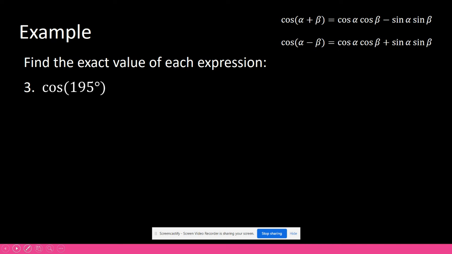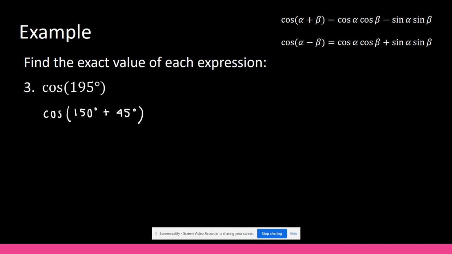So think about it. If I was to use the addition problem, so the sum, two numbers that add to get me 195 would be 150 degrees. That's a number that's on my unit circle. And 45 degrees. That's also a number that's on my unit circle. So right off the bat, I could go ahead and now plug those numbers in for the alpha and for the beta, and I can go ahead and solve.